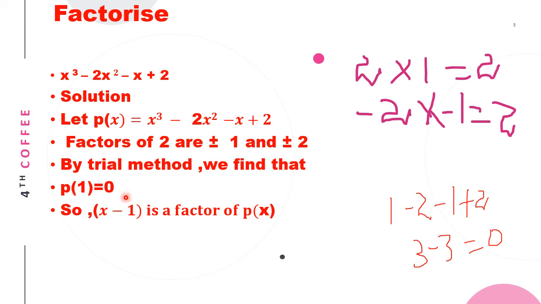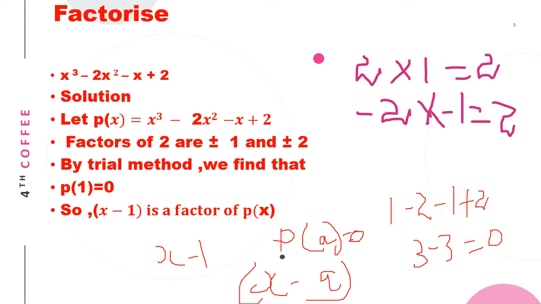So if p of 1 is 0, then x minus 1 will be the factor of p of x. This is by the converse of factor theorem. Do you remember that if p of a is 0, then by converse of factor theorem, x minus a will be the factor of the polynomial p of x.